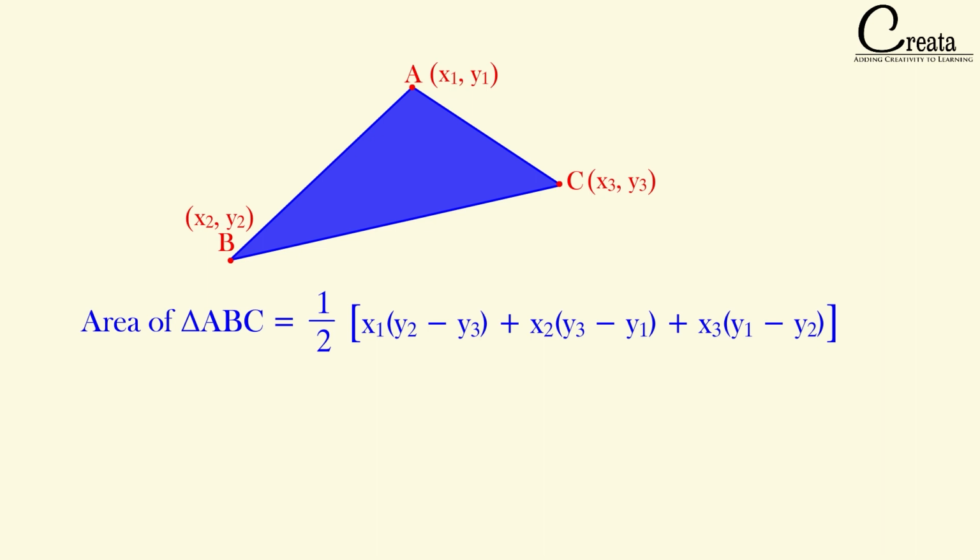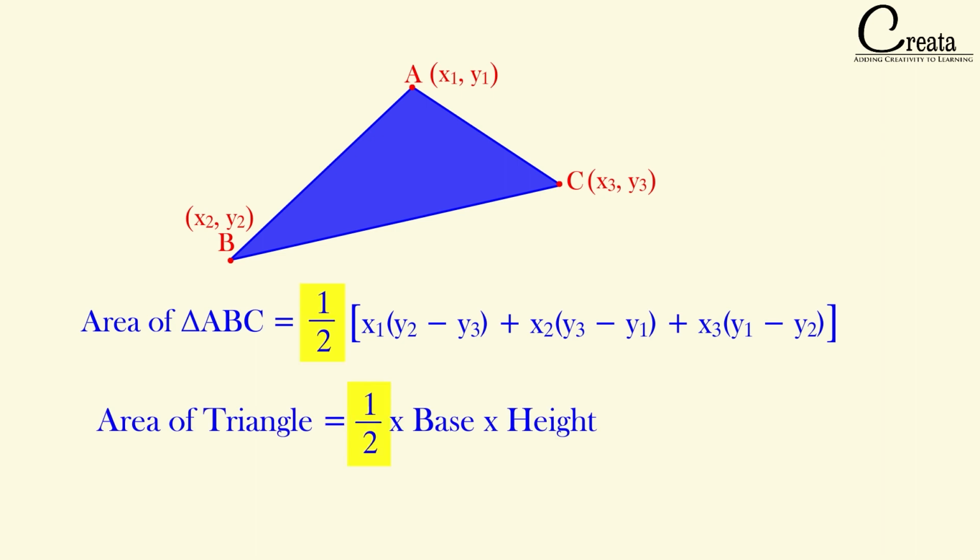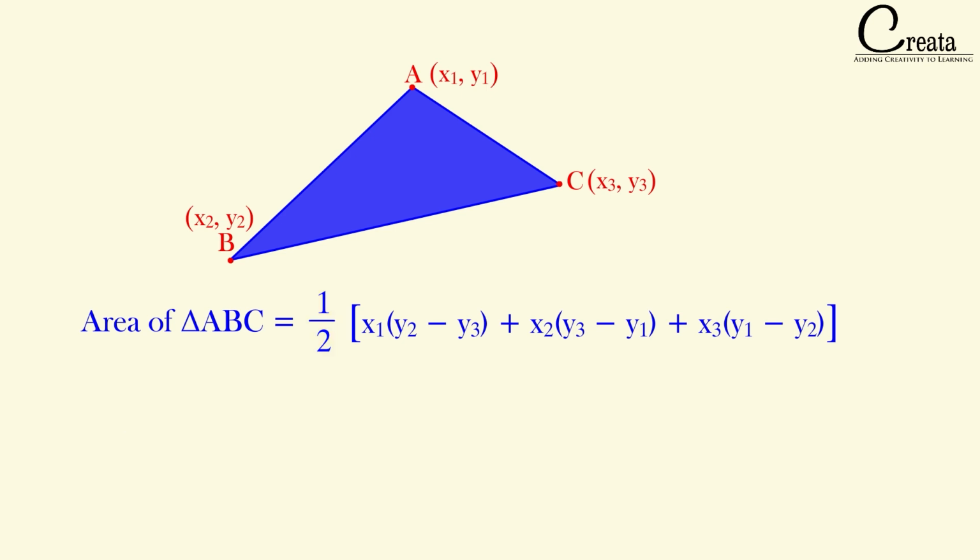First of all, don't be afraid by looking at the length of the formula. We will try to observe this formula and extract some remembering technique. The area of the triangle, we know, is equal to half into base into height. So the half is common in the main area of the triangle and the area of the triangle in coordinate form. Further, if you observe, here x1, x2 and x3 are in a sequential order.